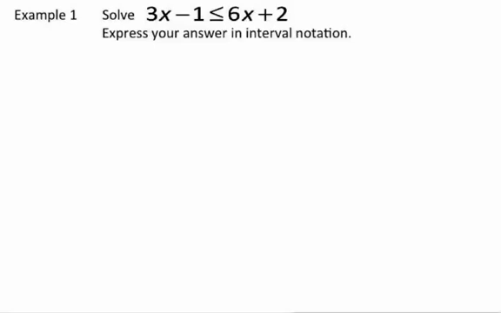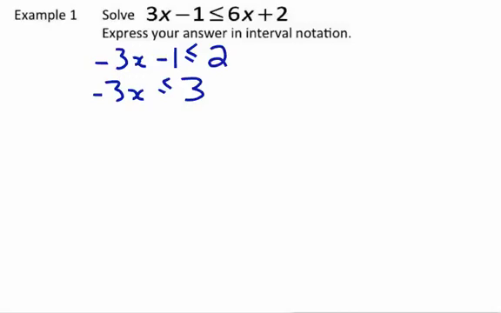First thing I'm going to do, I'm going to move my x's, my variables, to the left side. I need to subtract 6x from both sides. Leaves me with negative 3x minus 1 on the left and 2 on the right. Now that negative 1 that I have on the left, I'll move it over to the right, need to add it to both sides.